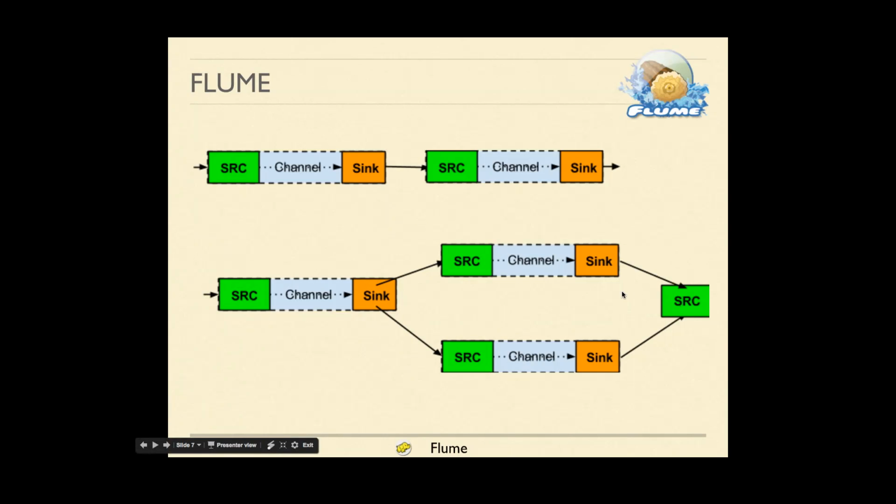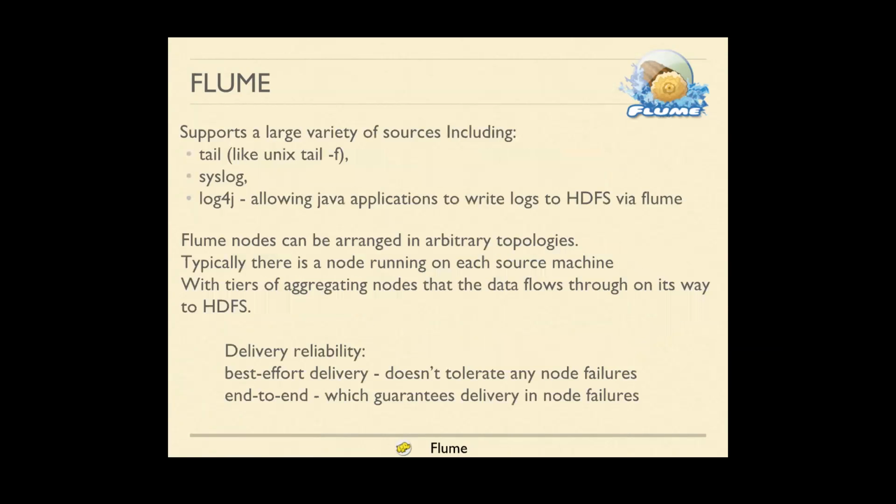So by combining the agents, you can actually form all kinds of topologies. It supports sources such as tail. The tail command basically reads data from a file continuously. As and when the file gets modified, the data gets printed onto your screen. So tail -f is a very popular way of monitoring log files. Syslog is a Unix machine process which runs in the background and collects the log of the entire system. Log4j is the Java way, and so on.